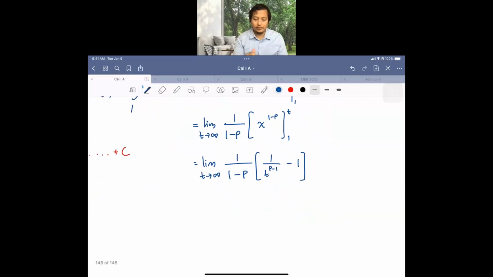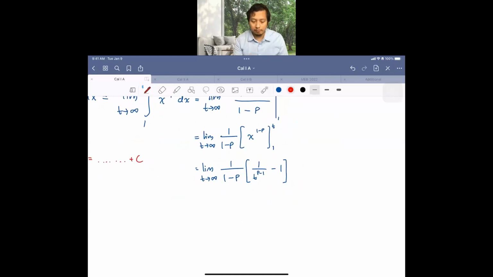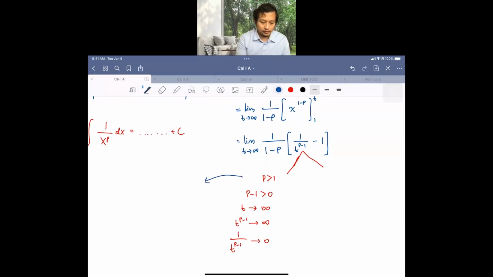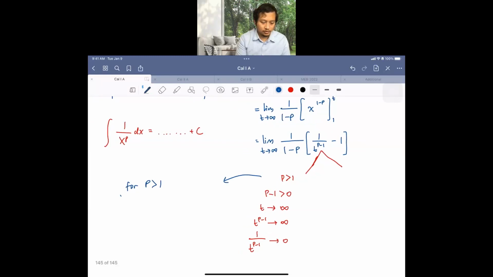So if we look here, we could have some possible paths. If we take p greater than 1, then p minus 1 will be greater than 0, right? So t is getting to infinity, and then t to the p minus 1 also gets to infinity, and 1 over that is getting 0. Okay, that's for p greater than 1. So for p greater than 1, the value is equal to 1 over p minus 1.